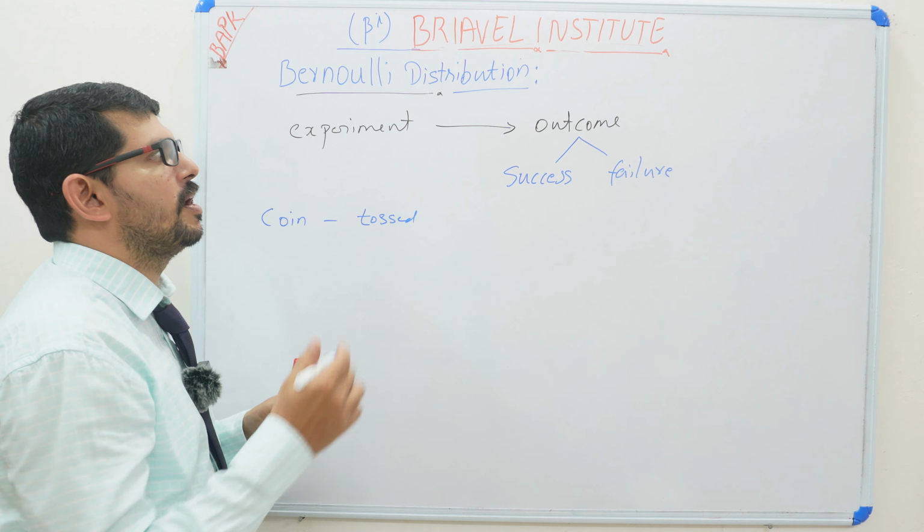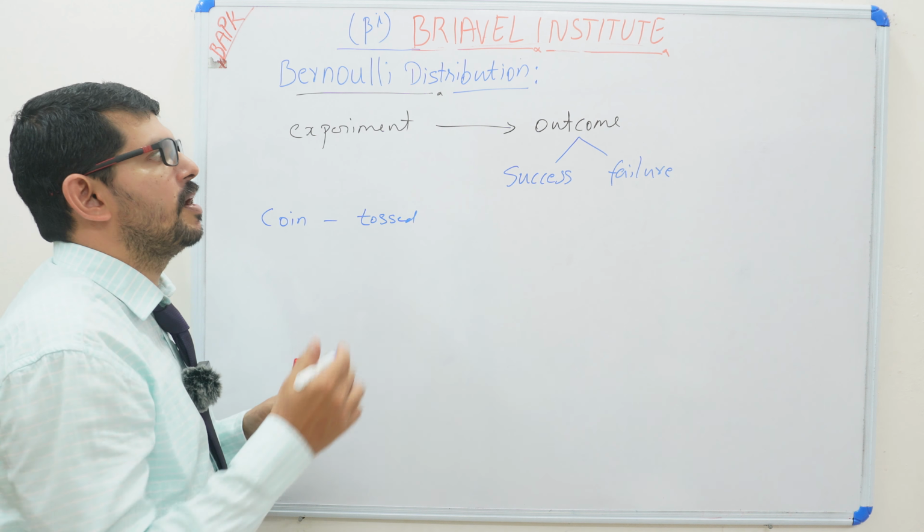I defined my random variable X as head. That is my success. Head is my success. If it is a head, then I can call it a success. So I have two outcomes, one is head, the other is tail.